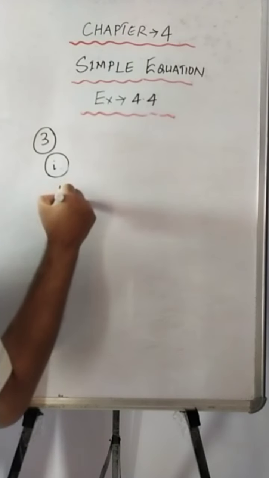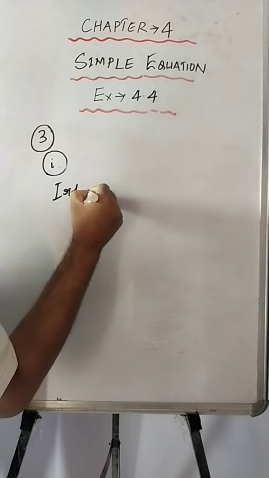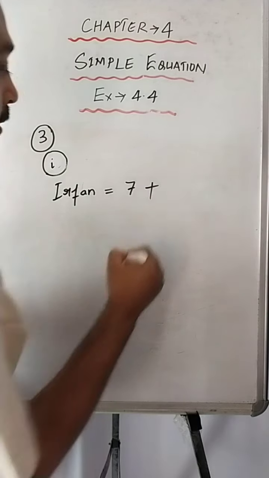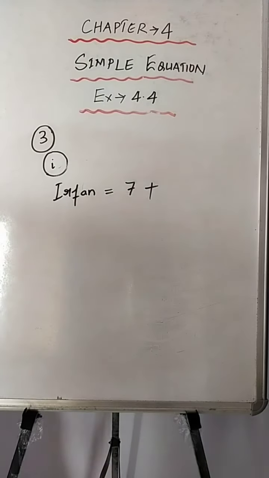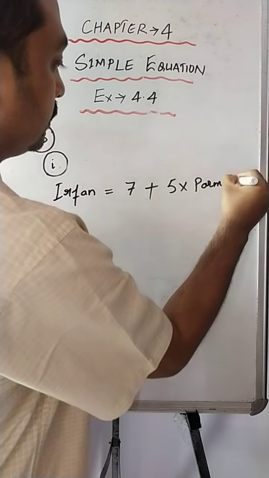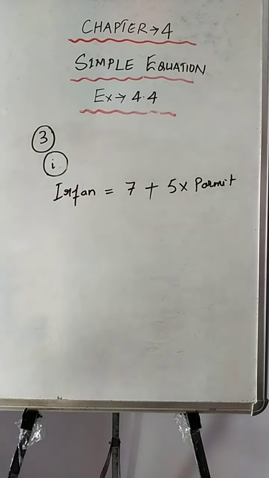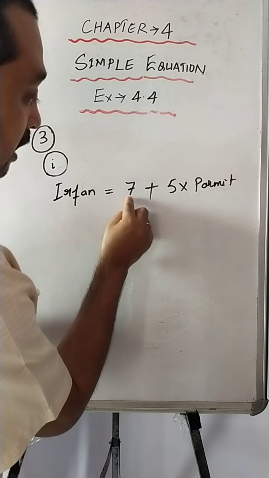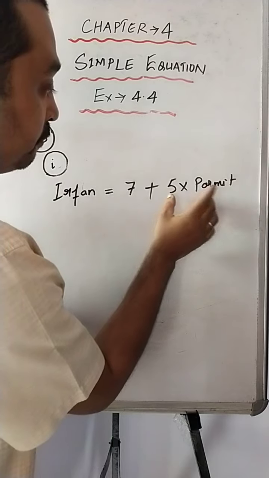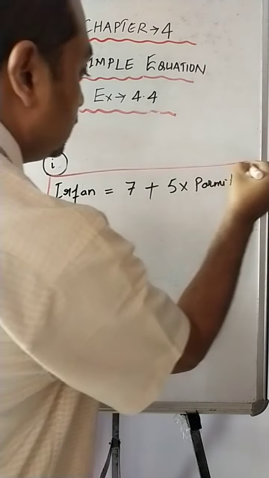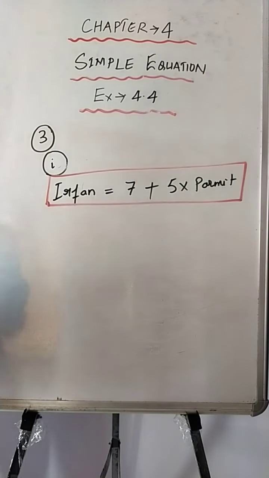So what is Irfan saying? Irfan is saying that he has 7 marbles more than 5 times the marbles that Parmit is having. So this is the equation form of the statement. Irfan is carrying 7 marbles more than 5 times the marbles that Parmit is having. This is the main equation on which we have to work.